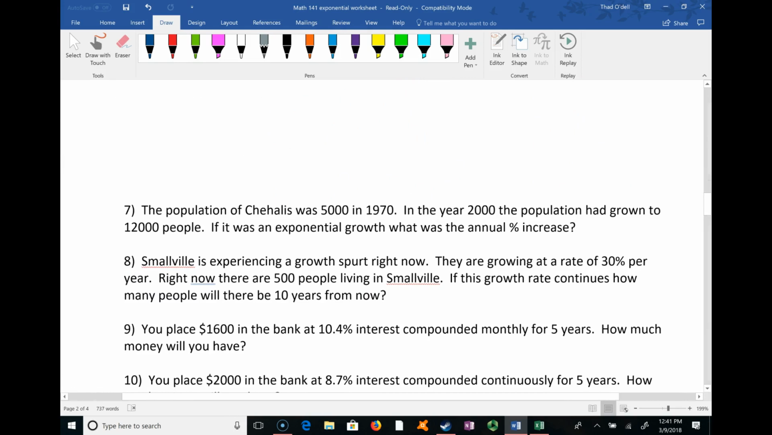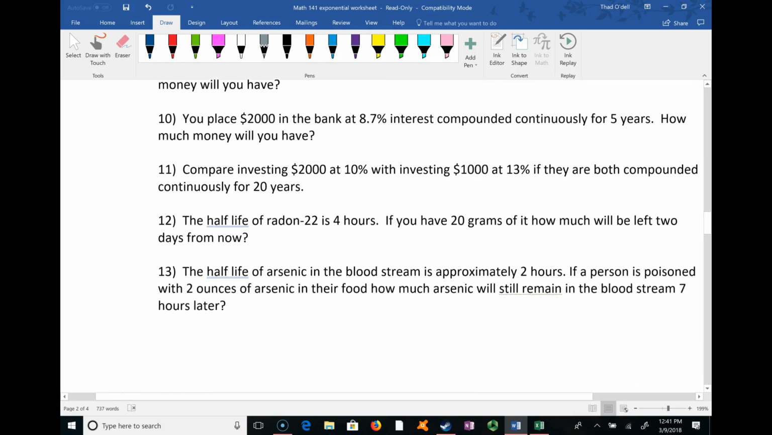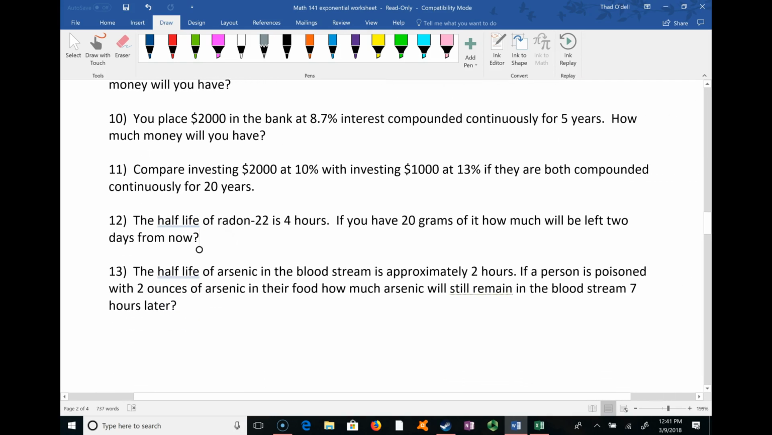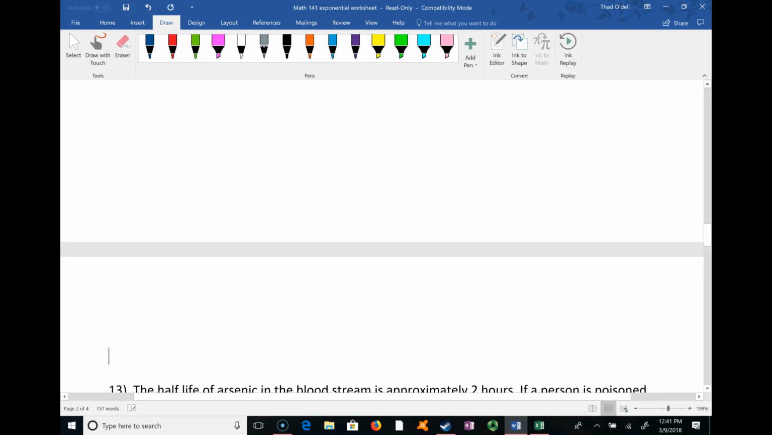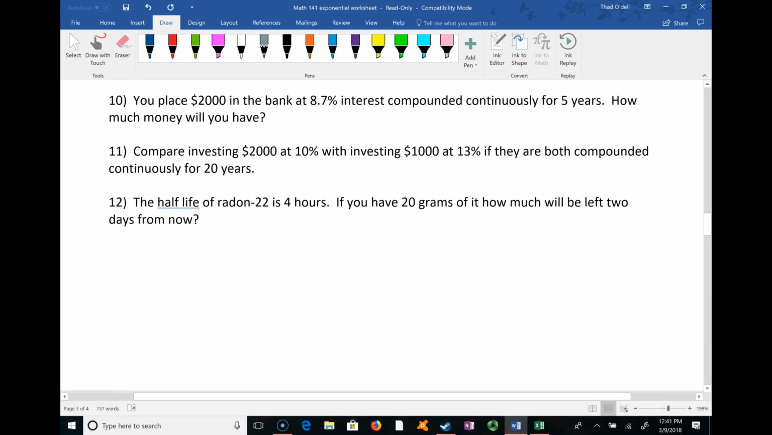Okay, let's see. Let's do one of these Half-Life ones. I think that's helpful. There's some on the XYZ homework like that too. So the half-life of radon 22 is 4 hours. If you have 20 grams of it, how much will be left 2 days from now?